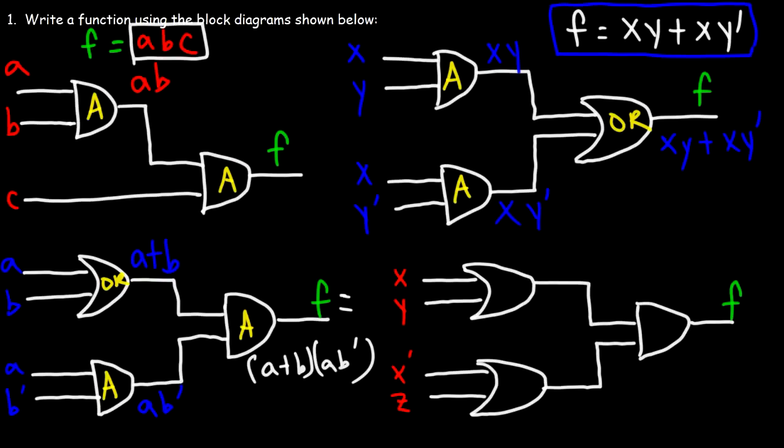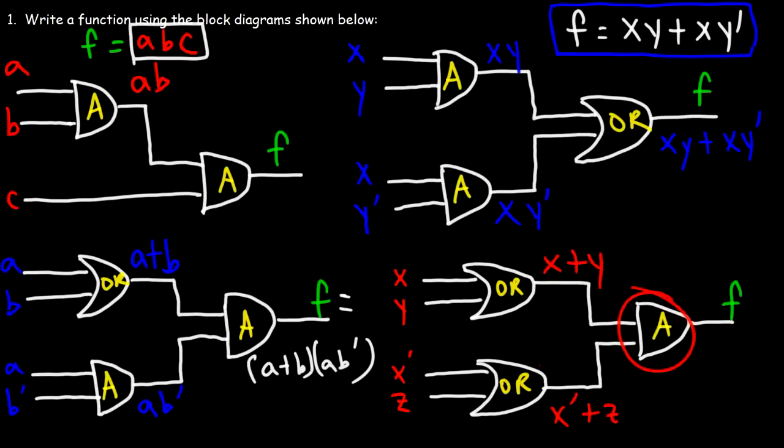Now let's focus on the last one. We have one AND gate and two OR gates. For the first OR gate, we're going to take the two inputs and add them together. So this is going to be x plus y. And for the second one, we're going to do the same thing. So this is going to be x prime plus z.